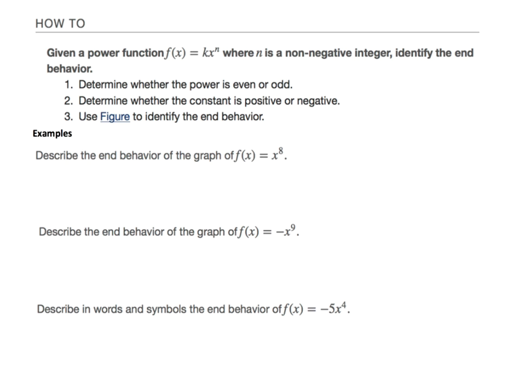Okay, so given your power function f of x equals k times x raised to the nth power, where n is a non-negative integer, identify the end behavior. In other words, we're not talking about rational functions here where n can be negative. And it's an integer, so we're also not talking about roots, because we know that we get roots when we raise to a rational or fractional exponent.